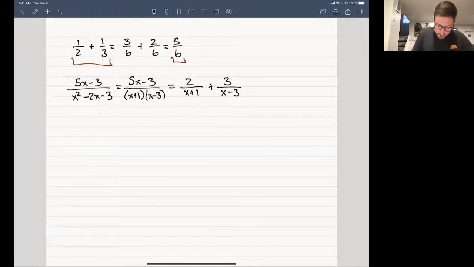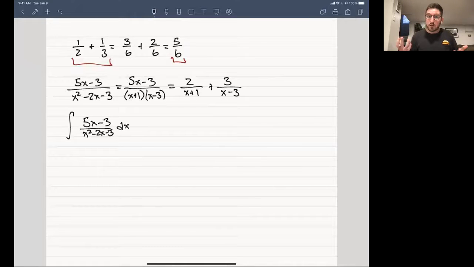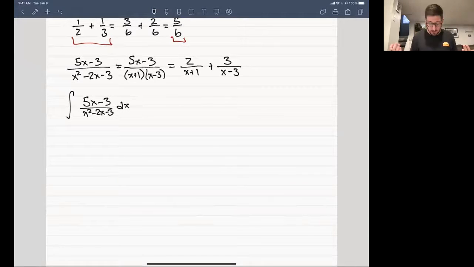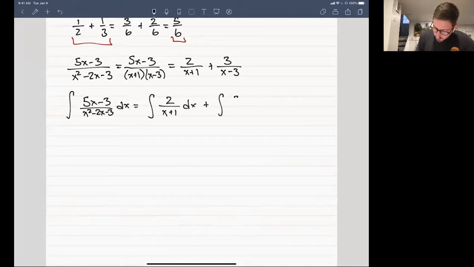So for example, if I ask you to find the integral of (5x minus 3) over (x squared minus 2x minus 3), that is a fairly intimidating function, and you don't really have a substitution that you can do here, right? If you try to substitute for the whole denominator, it's not going to knock off the numerator in an efficient manner. But we can use this sort of atomization that we did, and this becomes the integral of 2 over (x plus 1) dx plus the integral of 3 over (x minus 3) dx.